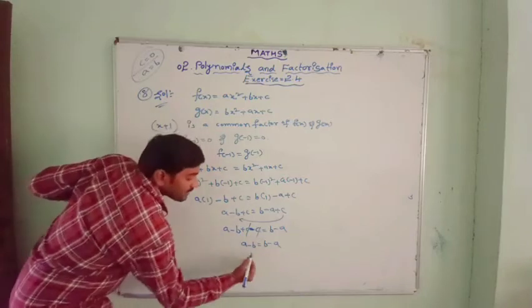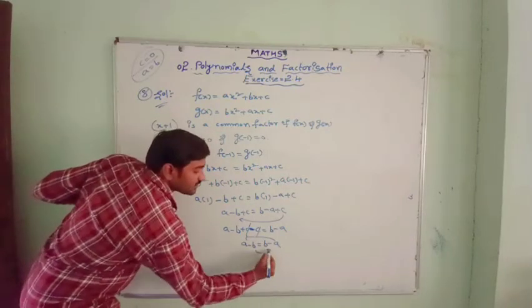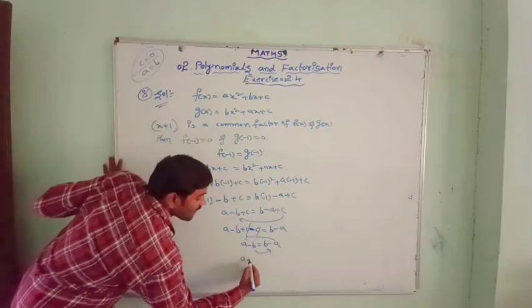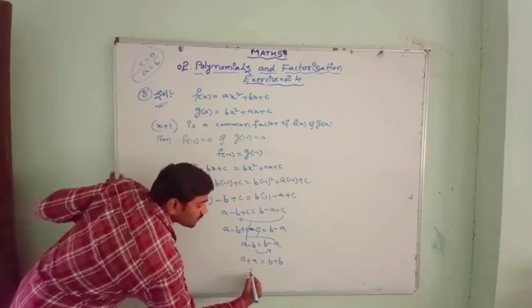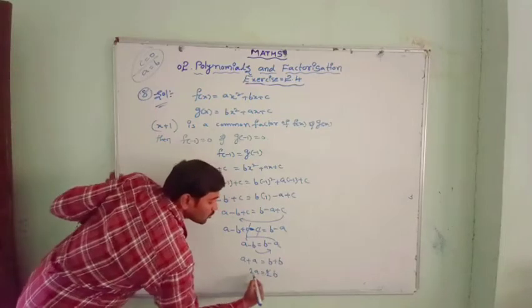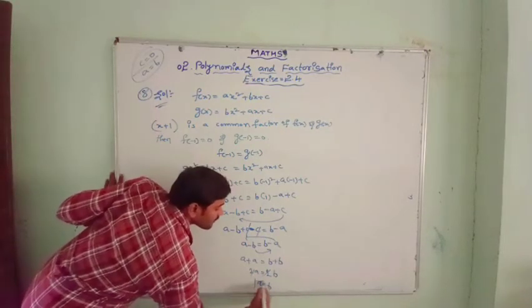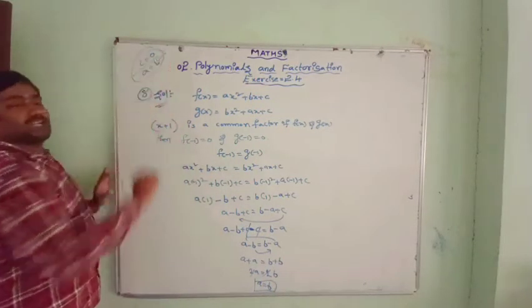So here the a's we bring to one side and the b's we send to the other side. So a plus a equals b plus b will be left over. Then what happens here, 2a equals 2b. The 2 gets cancelled, where a equals b. One of the statements is true.